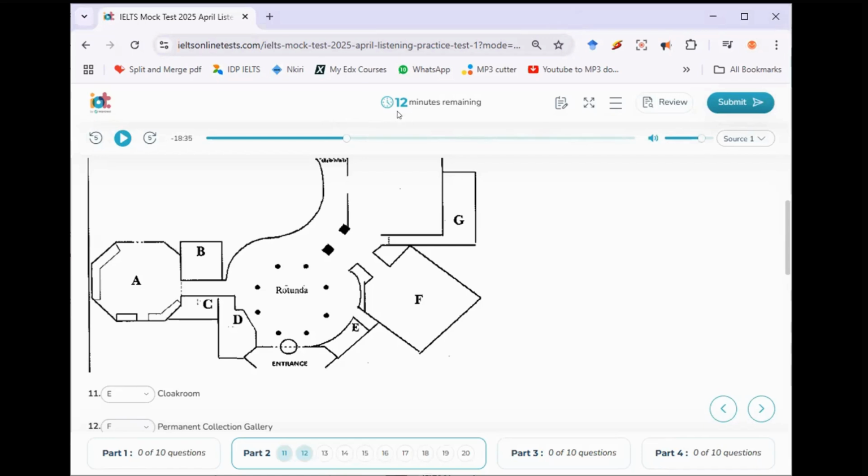It must not give you a headache at all. You must not allow map labeling questions to give you a headache at all.